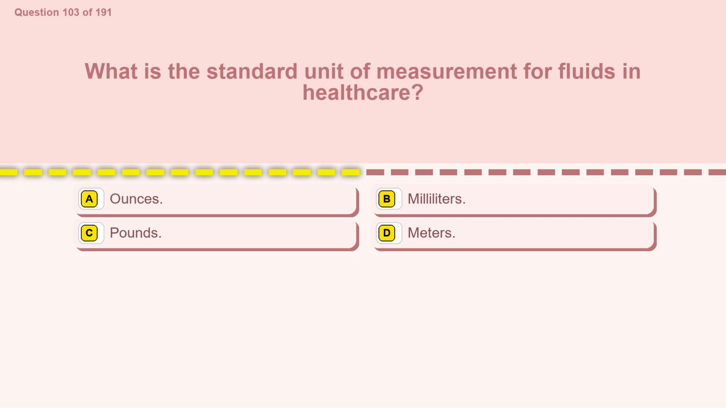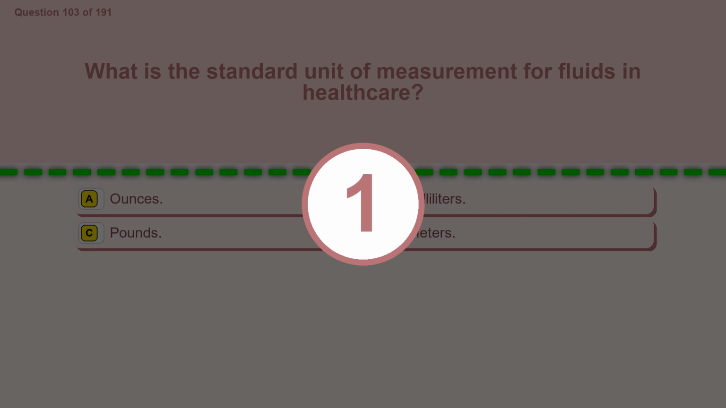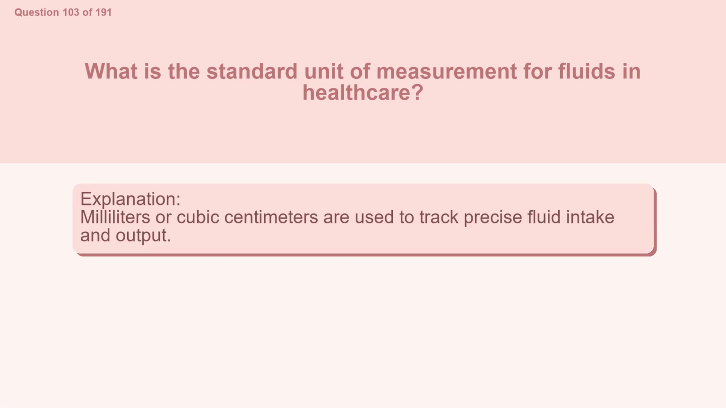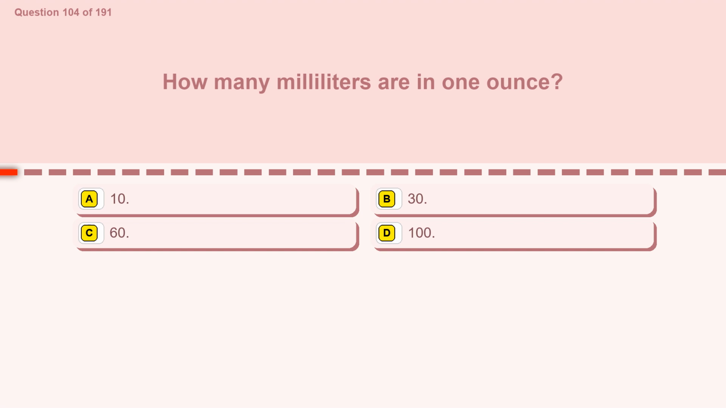Option A, ounces. Option B, milliliters. Option C, pounds. Option D, meters. The correct answer is option B, milliliters. Milliliters or cubic centimeters are used to track precise fluid intake and output. Question 104. How many milliliters are in 1 ounce?